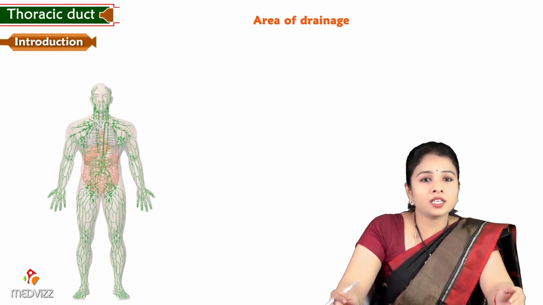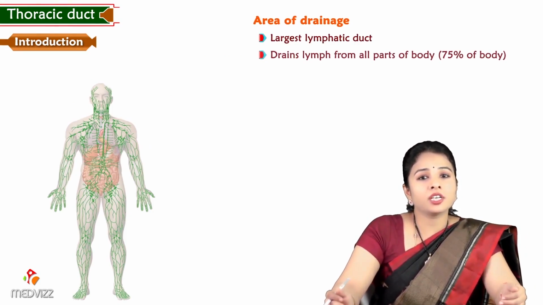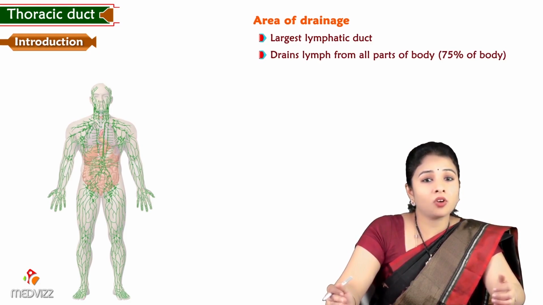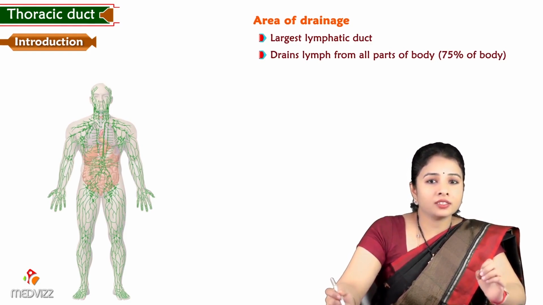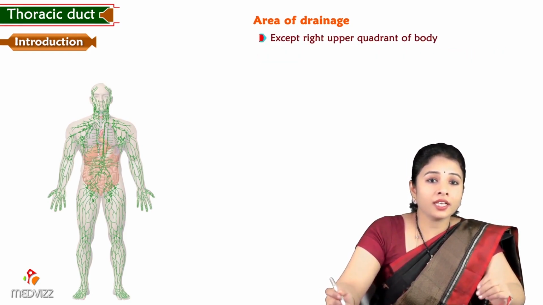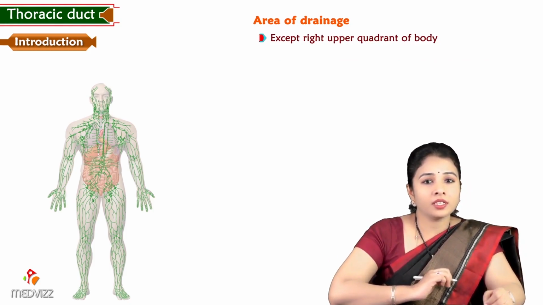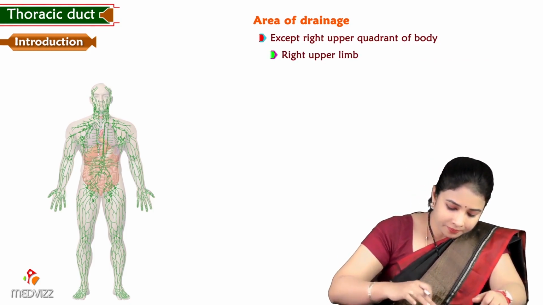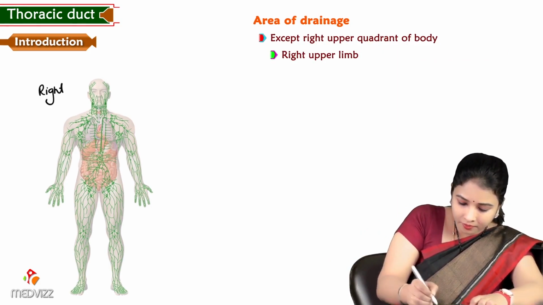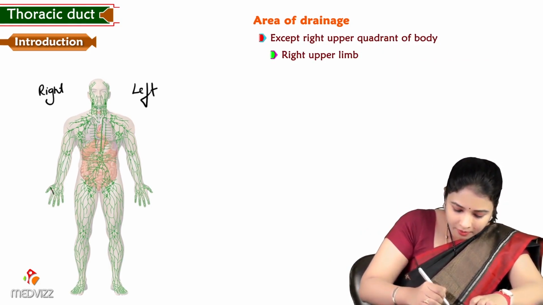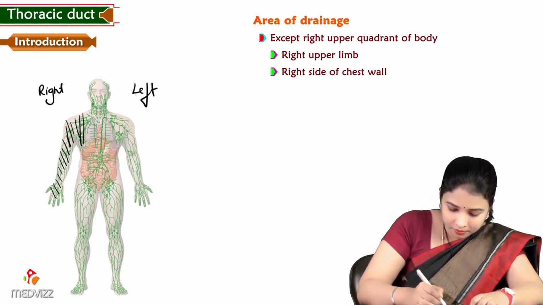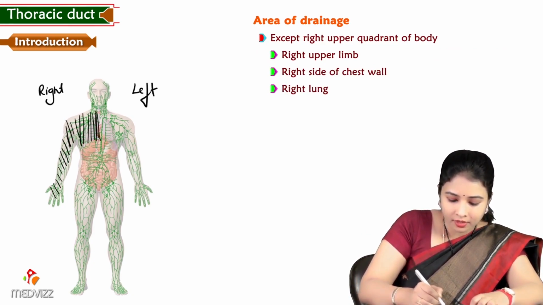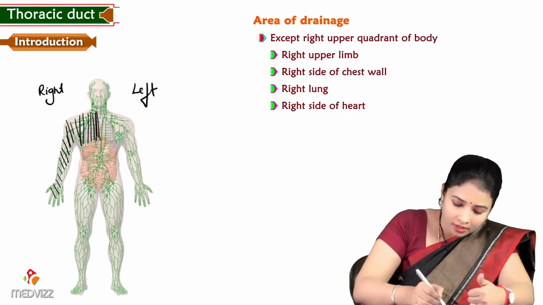As we know, the thoracic duct is the largest lymphatic duct which drains almost all parts of the body, almost 75% of the body, except a few areas. So it does not drain the right upper quadrant of the body. This is the right side. It's the right upper limb and right part of the chest, right lung, right part of the heart and right side of head and neck.